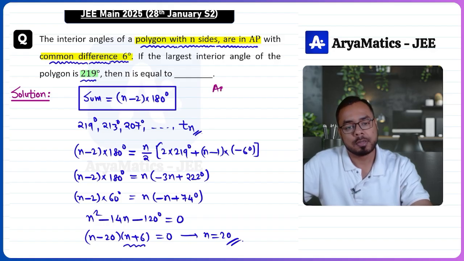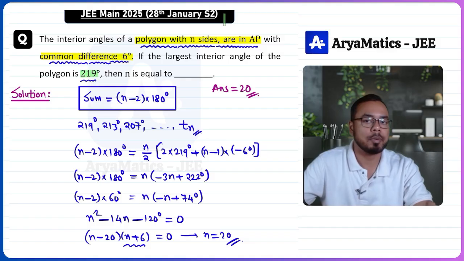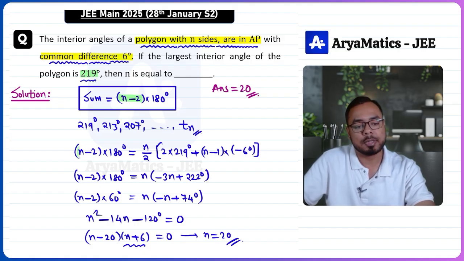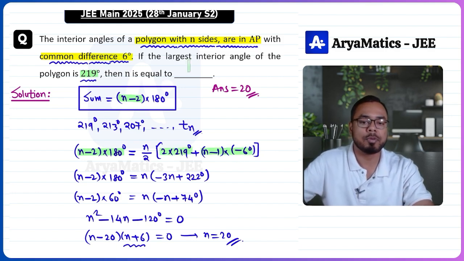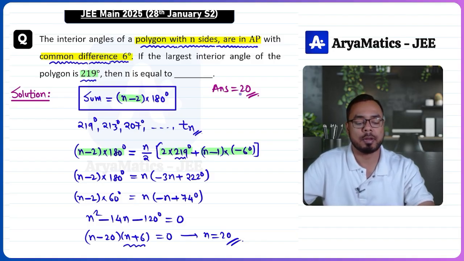So this was a very basic problem, you can say. If you know this formula, that sum of all the interior angles in a polygon of n sides is (n minus 2) into 180, then this is the sum that we'll get using a standard formula. And on the right hand side, we have sum in terms of AP with first term 219 and common difference minus 6. After solving, we got n as 20, and that will be the correct answer for this problem.